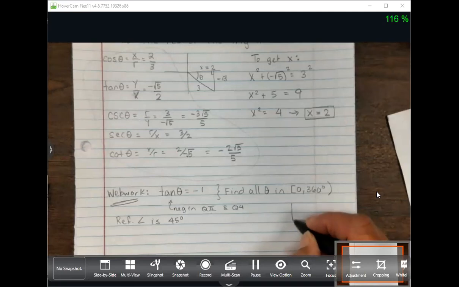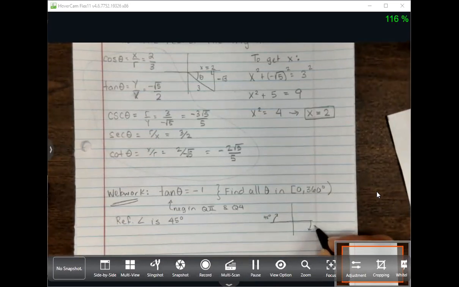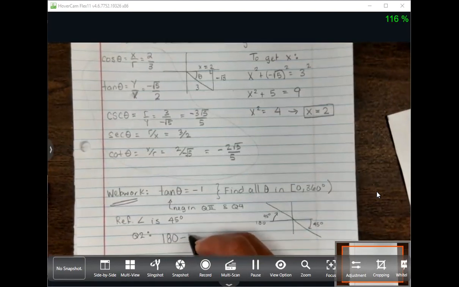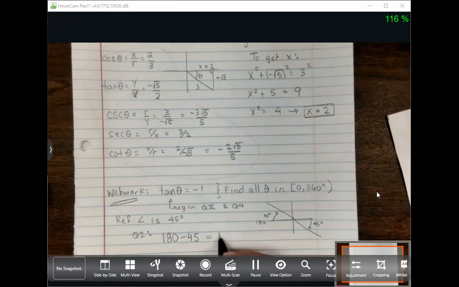So now let's figure out how to get the ones in quadrant 2. I need to back up 45 degrees. And I need to back up from 360 degrees to get those. So let's go back in quadrant 2. This is 180 degrees. So I start with the 180 degrees and I back up 45 degrees. So if I'm backing up, I'm going to subtract. 180 minus 45 is 135. So that's one of our angles.